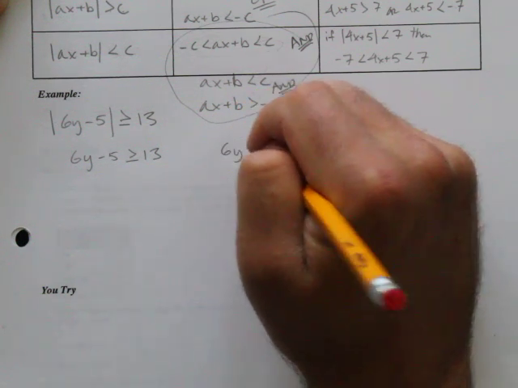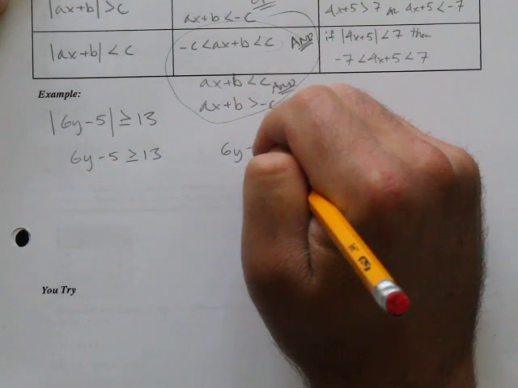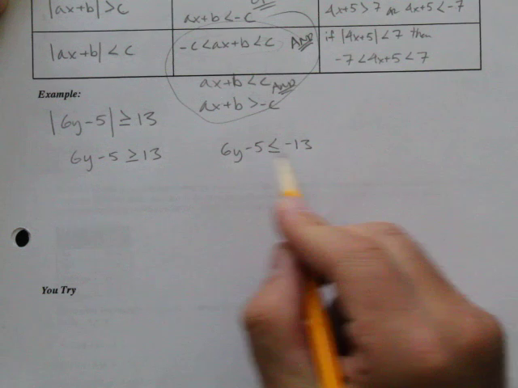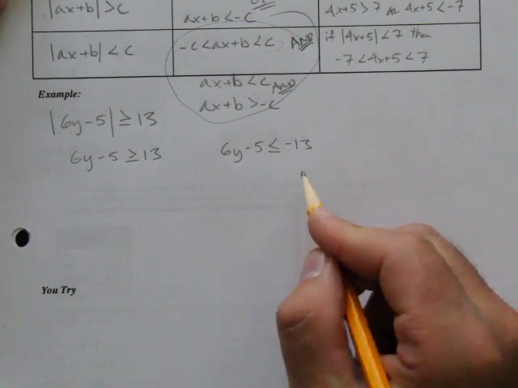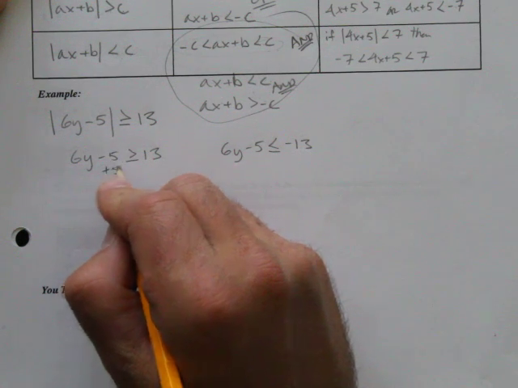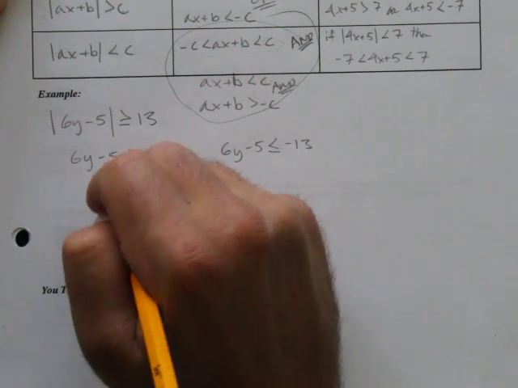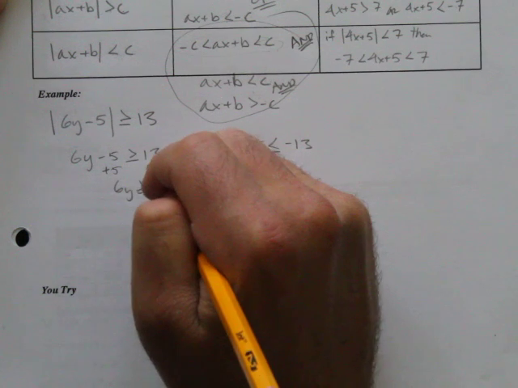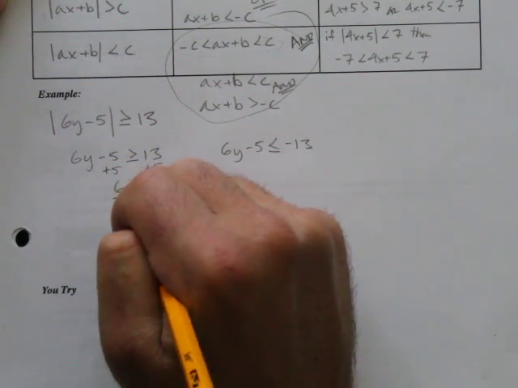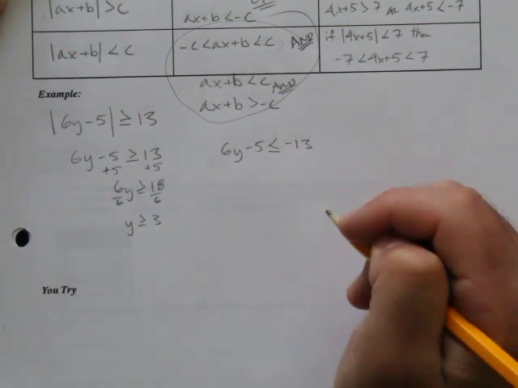6y minus 5, I switch my sign, less than or equal to negative 13. Switch my sign, switch my sign. So now I'm going to work this out. Plus 5, both sides. 6y is greater than or equal to 18. Divide by 6. Y is greater than or equal to 3.